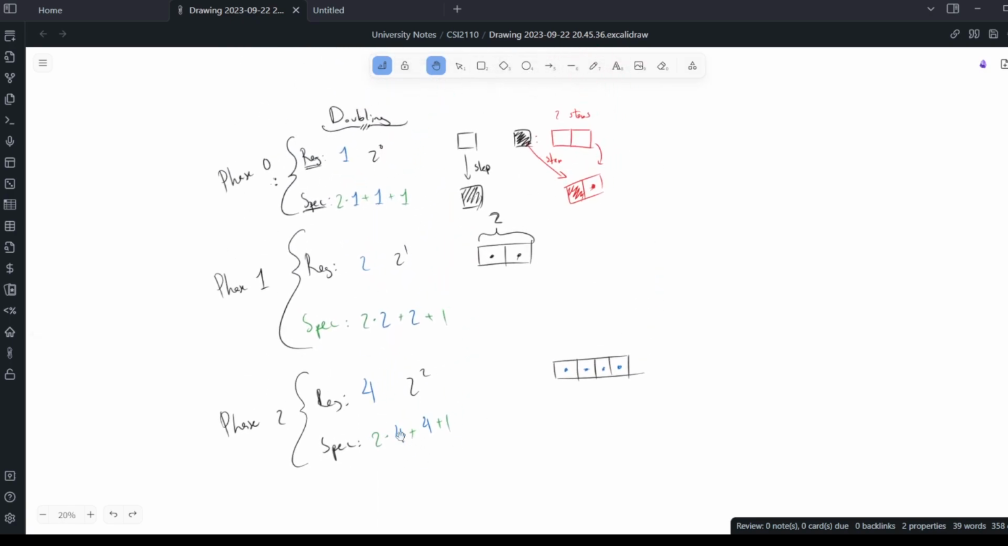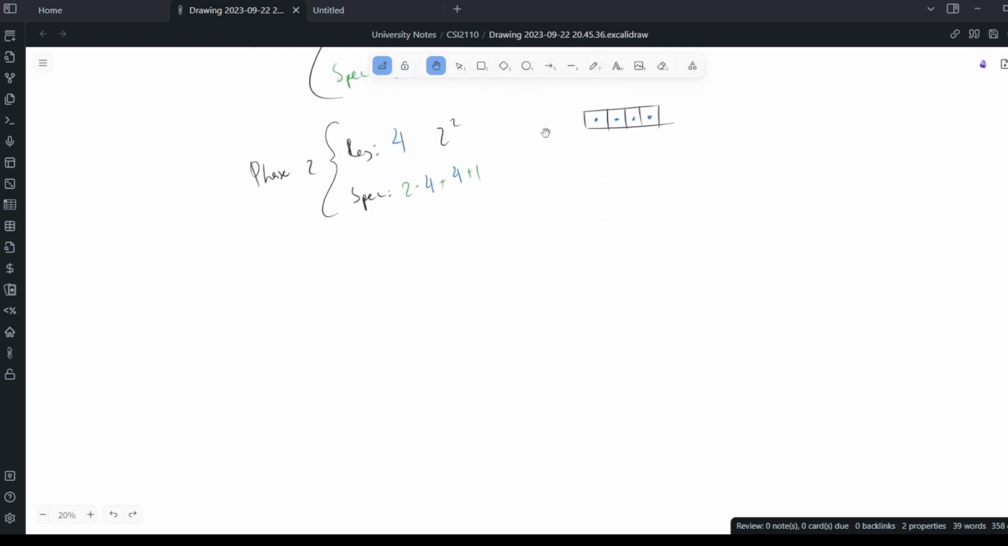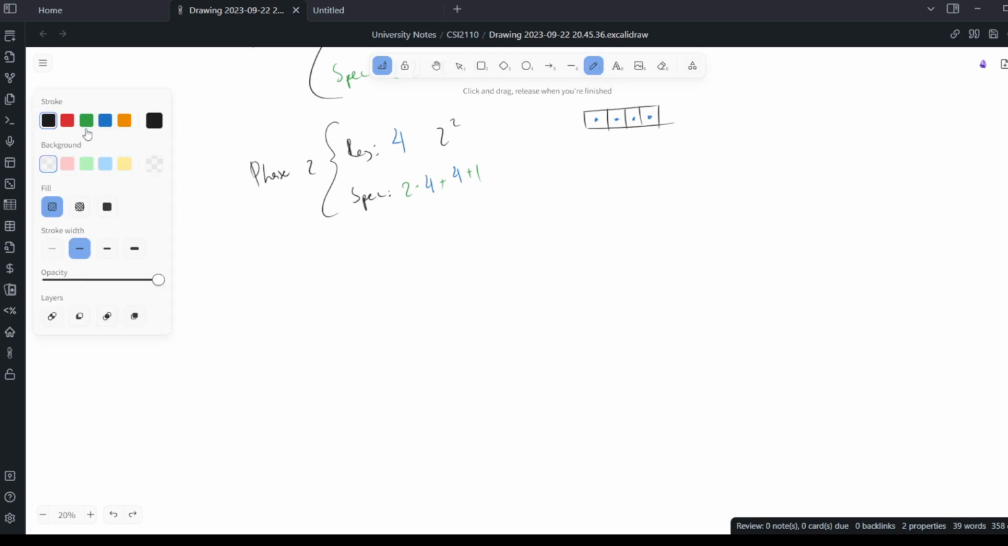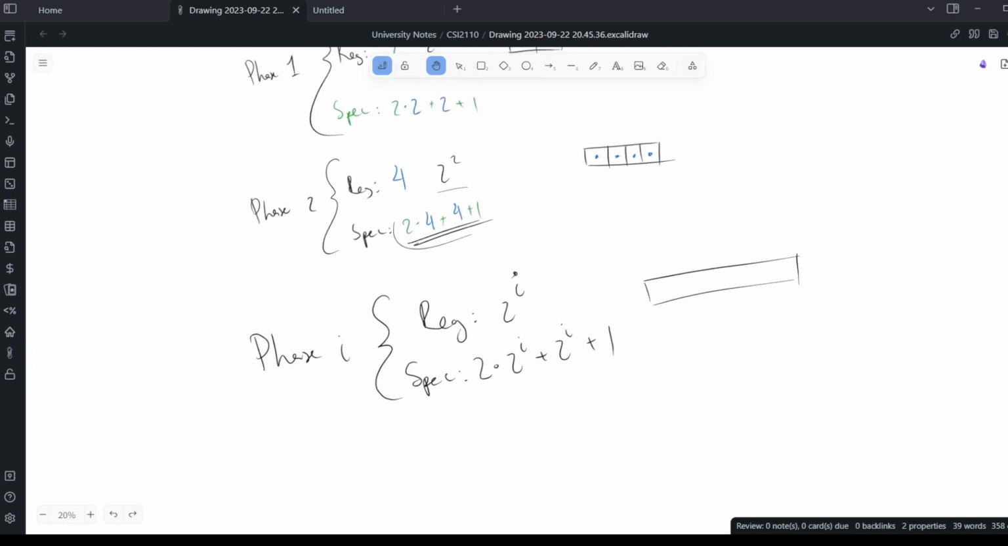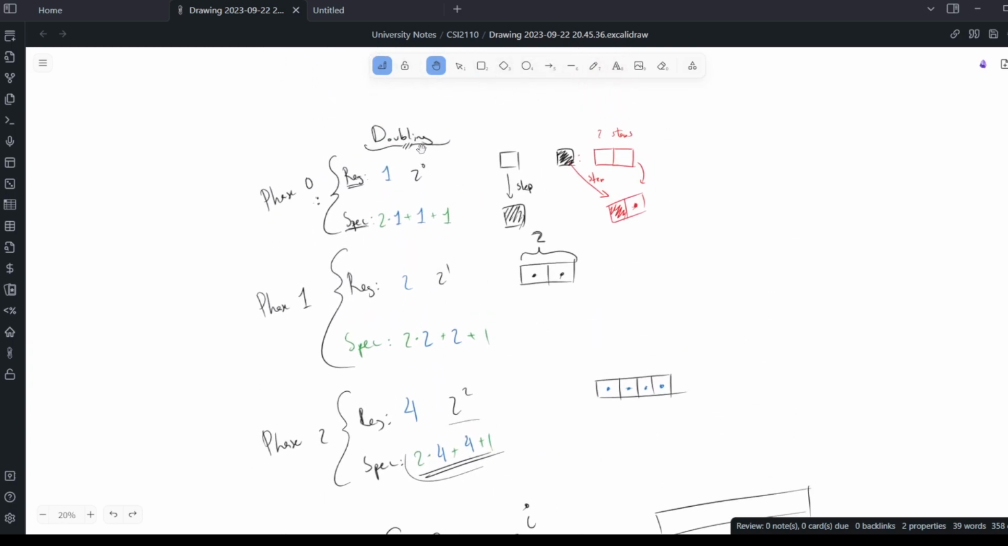So based on that, and the fact you could replace all of those with what I just wrote here, you're going to be able to see that at any arbitrary phase I, you're going to be able to do exactly 2 to the I regular pushes, which will be the size of the array at that point. And you will need to do that amount of operations for the special push. It's going to be an equation that follows that form, which will be 2 times 2 to the I plus 2 to the I plus 1. Really, it's just a matter of seeing the pattern we have here and then trying to generalize it.